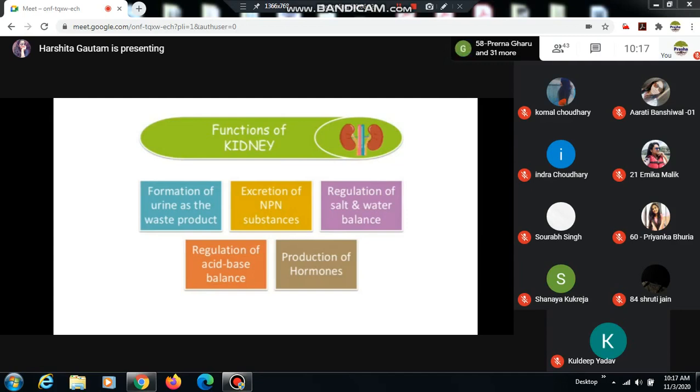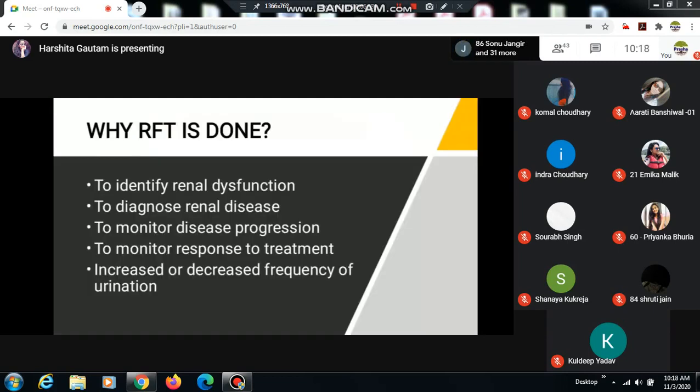Regulation of acid-base balance is done by excretion of H+ ions and bicarbonate ions from our body. Production of hormones, the hormones include renin, erythropoietin and vitamin D. Renin controls our blood pressure. Erythropoietin is important for the formation of blood and RBCs. Vitamin D is important for bones and also the formation of urine.